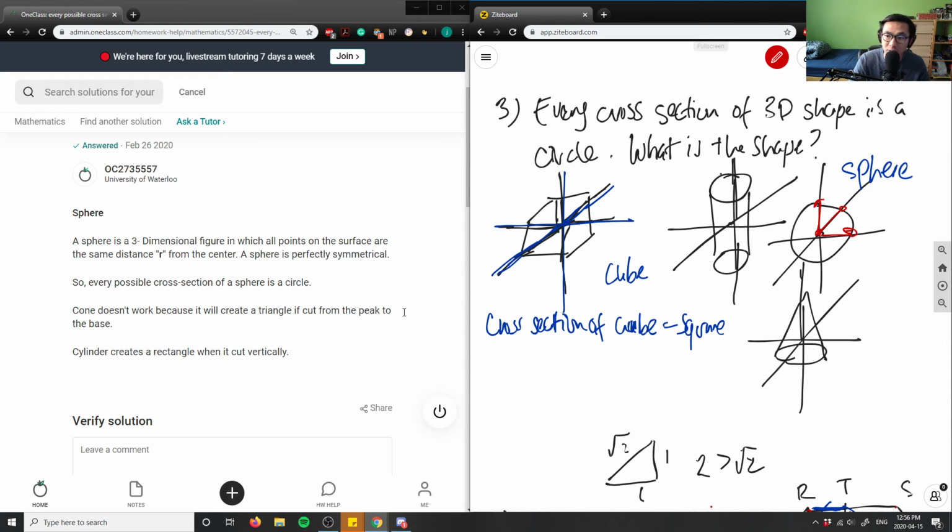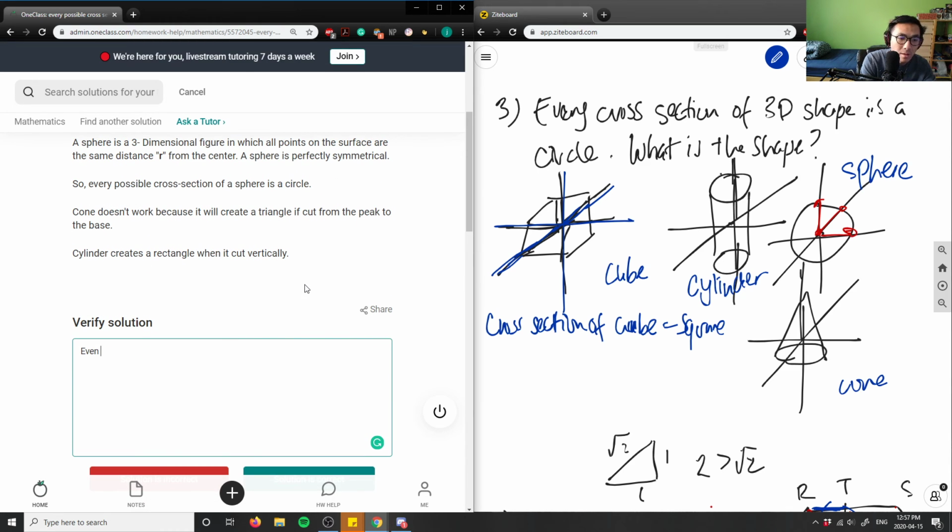So a cone doesn't work out because it will create a triangle like so, and a cylinder creates a rectangle when cut vertically. They even used my logic, and they drew out different three-dimensional shapes that have a circle in them, a cylinder and a cone, right? They figured out that a cross section here would be a rectangle for a cylinder, and a cross section here for a cone would be a triangle. So this here is actually an even better logic than the previous answer. I'm going to say great solution.